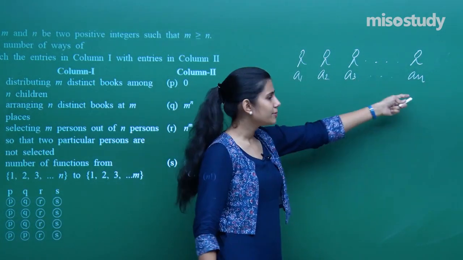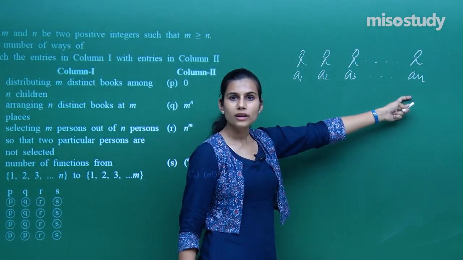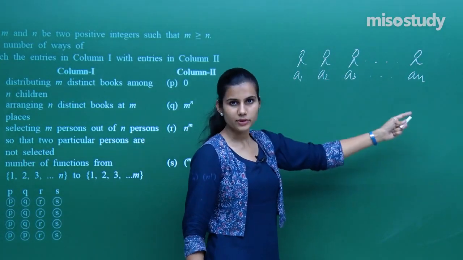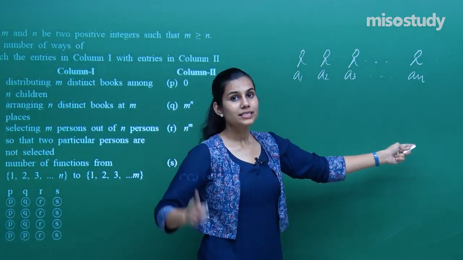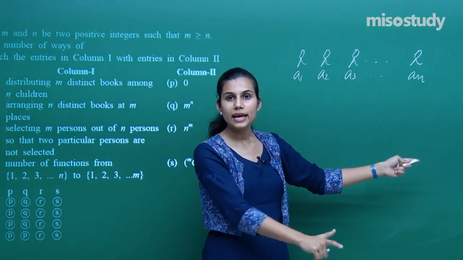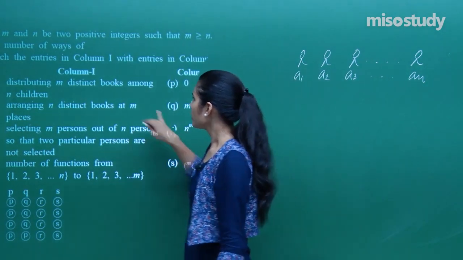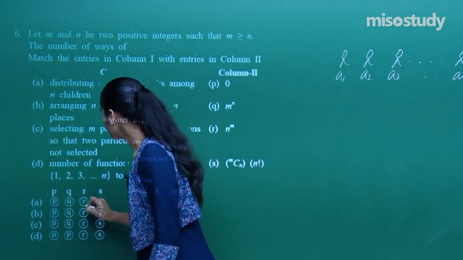Third book again can be distributed in n ways. Fourth book again can be distributed in n ways, and so on. Mth book again can be distributed in n ways. So in how many ways can all the m books be distributed? N into n into n into n, m times, which is n to the power m. So A gets matched to R.